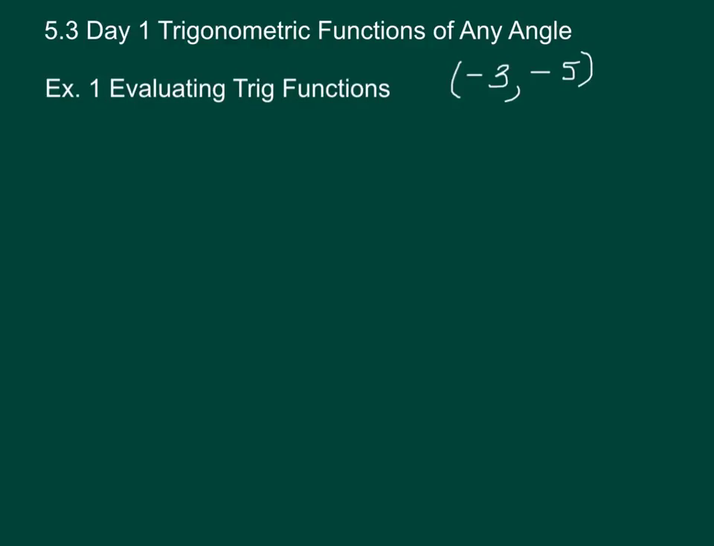Type 3, Day 1, trigonometric functions of any angle. So we're going to evaluate trig functions given an ordered pair or point. And on the coordinate plane, you have your 4 quadrants. And in each quadrant, you're going to notice there are some trig functions that are positive and some that are negative.